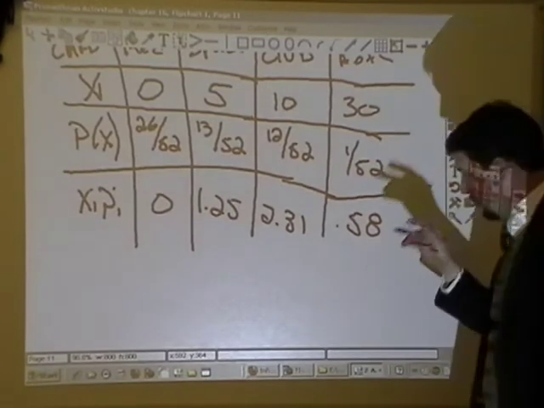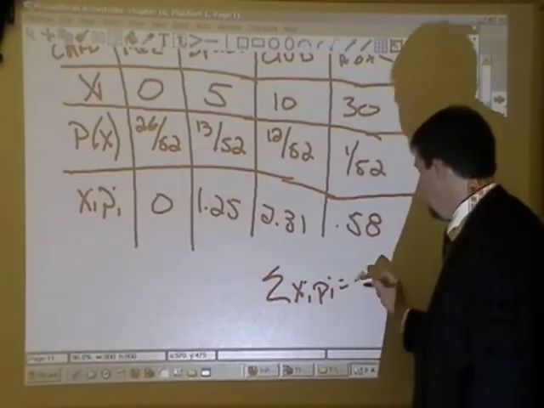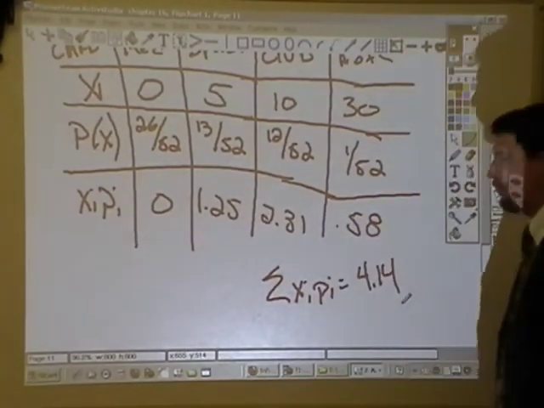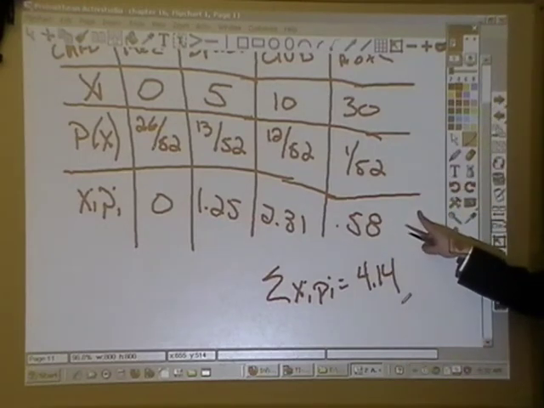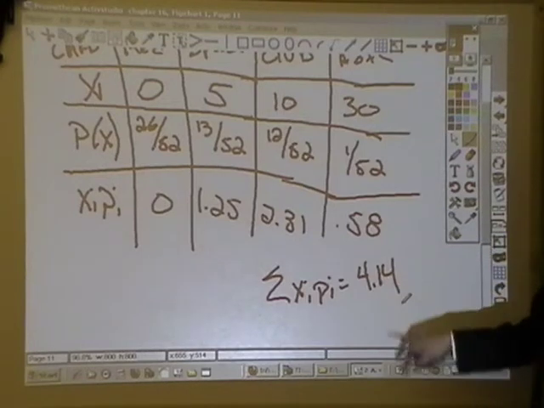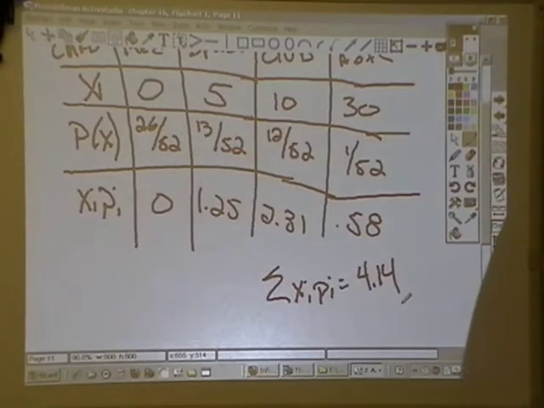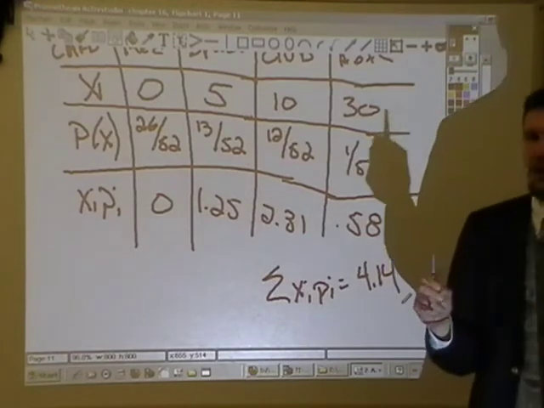All right, so what's the mean? Summation of x sub i, p sub i. Add these together, you're going to get $4.14. So, if you were to play this game a whole bunch of times, what's the average amount you're going to win? $4.14. If you're going to play it once, how much would you expect to take in? $4.14.